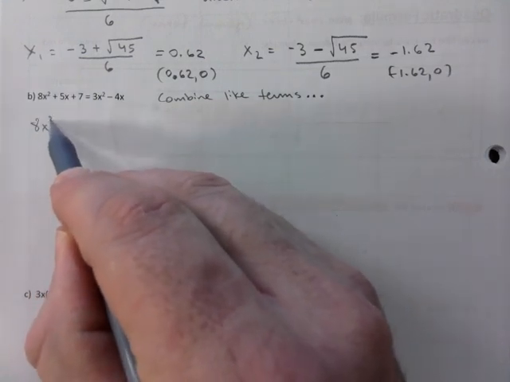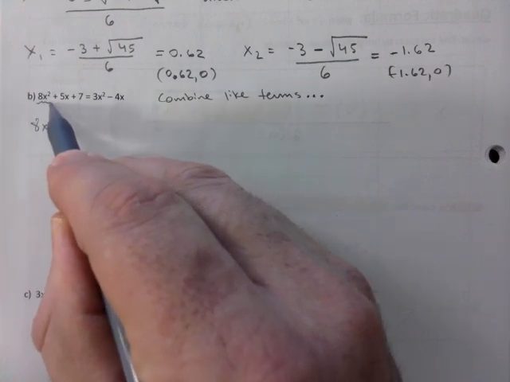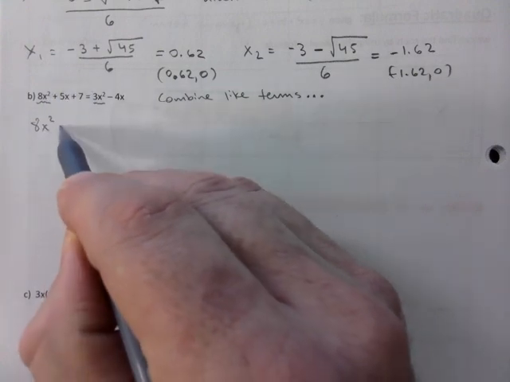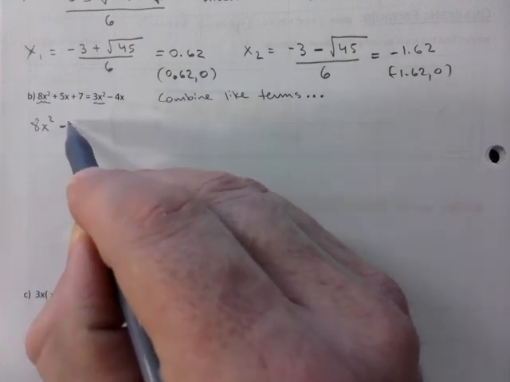8x squared. So I take this one, and I will combine it with that x squared over here. The 3x squared comes over subtracting.